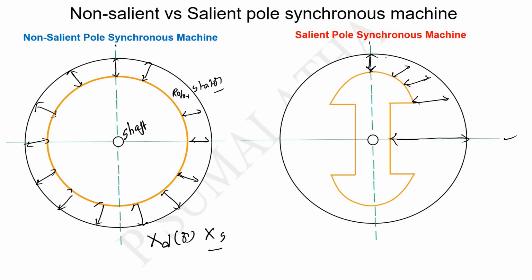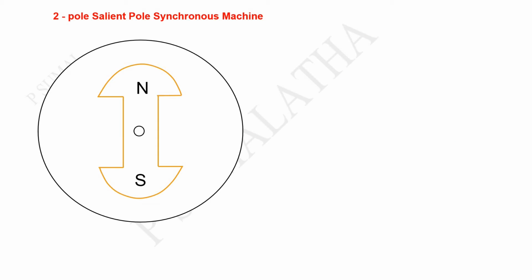Now let us see some more details about the salient pole synchronous machine. Let us consider the two-pole salient pole synchronous machine. The axis along the rotor axis will be called the direct axis, and the axis perpendicular to the direct axis will be called the quadrature axis. The air gap along the direct axis will be minimum, and the air gap along the quadrature axis will be maximum. Because of the non-uniform air gap, there will be a non-uniform flux linkage around the rotor.